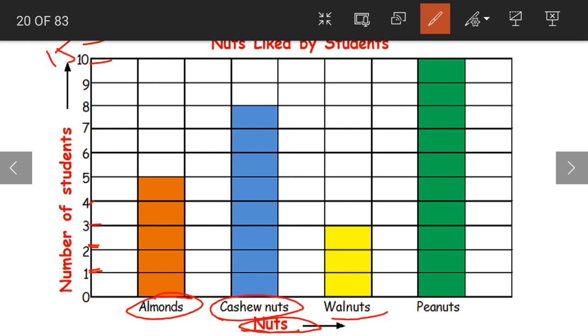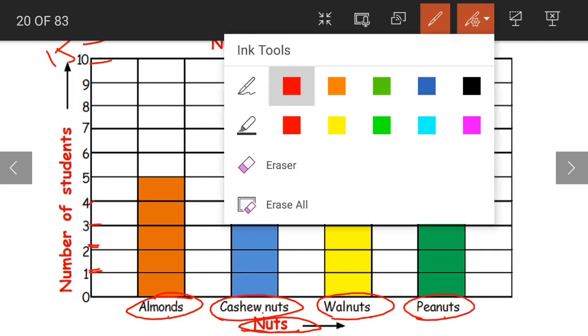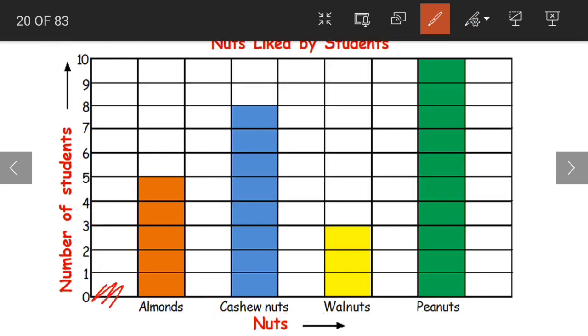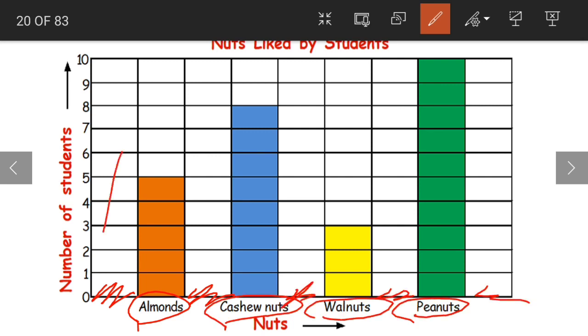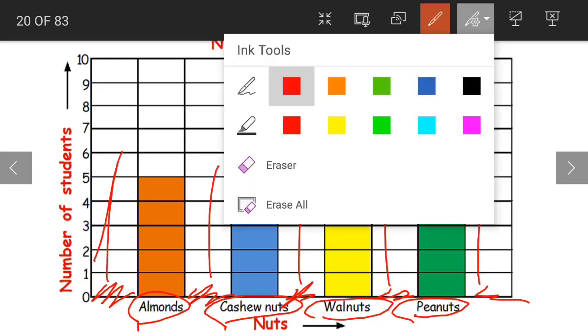Now what are the different types of nuts? Almonds, cashew nuts, walnuts and peanuts. So make space between each. We are having some space, then almonds, then some space, cashew nuts, space, walnuts, space, peanuts, and then again some space, children. Again this gap between each bar should be the same.